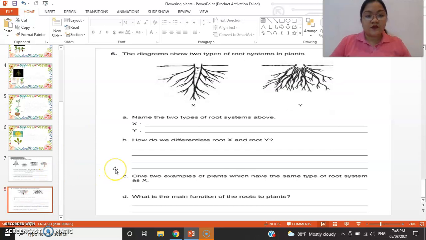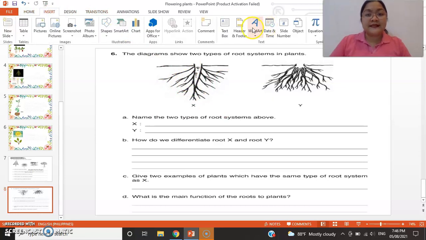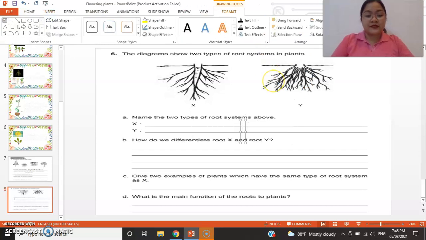Okay, next let's try to answer number 6. The diagram shows two types of root systems in plants. So name the two types of root system above. What root system is this? It has a large and thick main root. So what is this? Very good. It is the taproot system. Just like the other one, you're just going to write your answer.